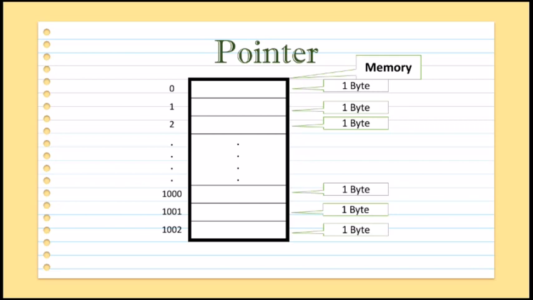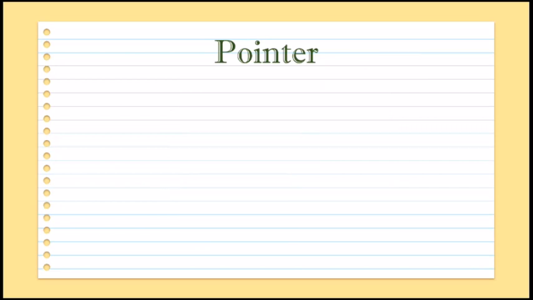So here, starting from 0 to 102 are the addresses which are associated with each memory location. So these addresses are called pointers. We will take one example and we will see what is pointer.